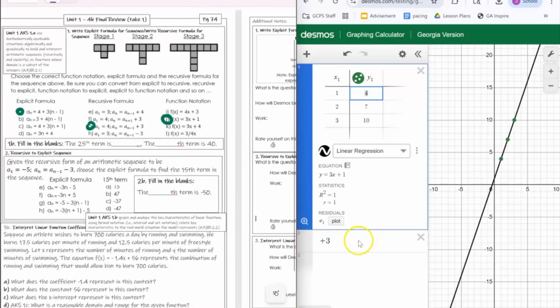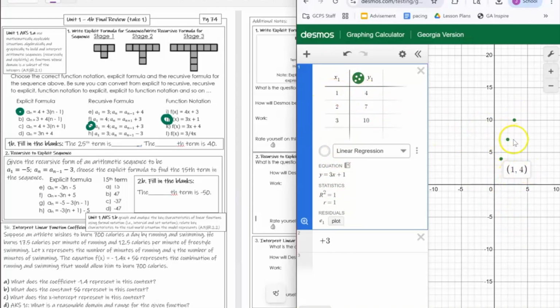So again, the most important thing to remember whenever you're dealing with explicit, recursive, or function notation is that you need to know the slope is the common difference. How do I find this common difference? The second number minus the first number. So for example, let's say that they gave you this as a graph. So they'd give you these options. So you'd go and see, hey, what's my first term? My first term is 4.